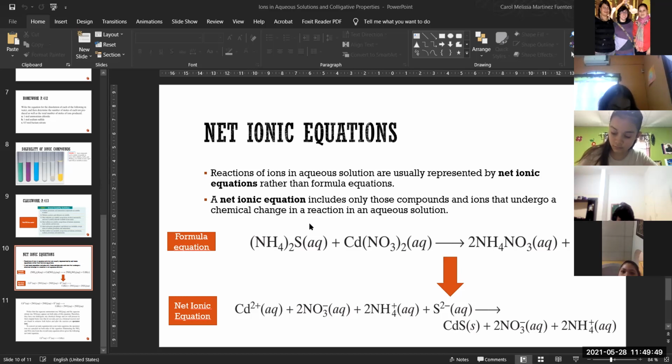So what I'm going to do right now is show you this example below. The formula equation that I'm giving you is aqueous ammonium sulfide plus aqueous cadmium nitrate produce 2 moles of ammonium nitrate in aqueous solution plus cadmium sulfate. Take a look at that equation over there, the formula equation. Now I'm going to my presentation, to my whiteboard.